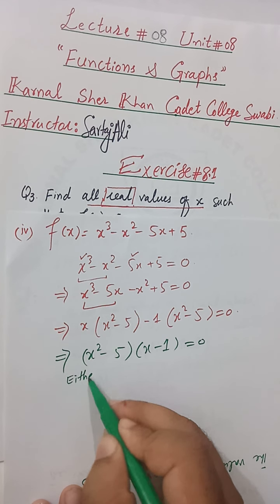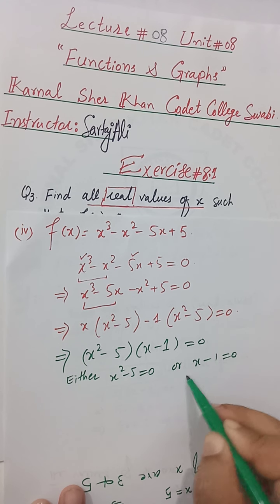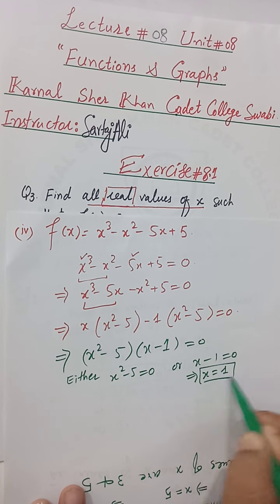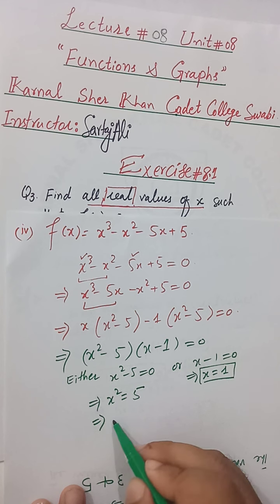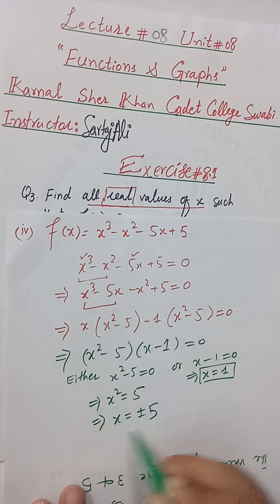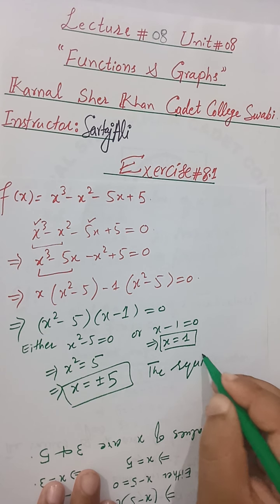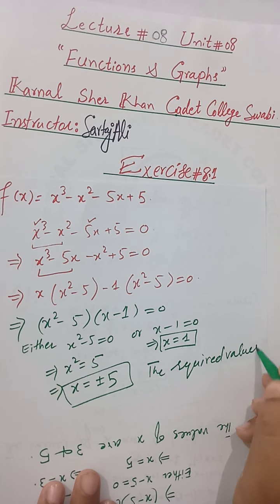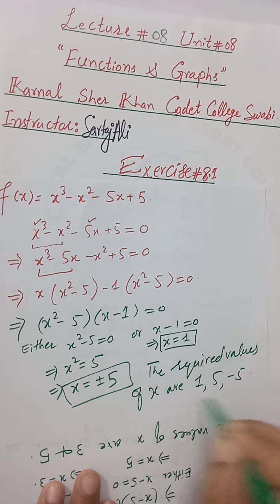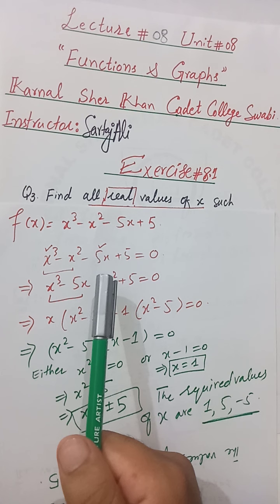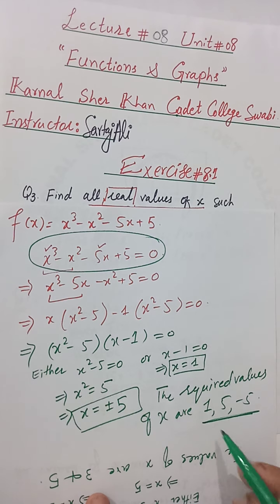So either x square minus 5 equal to 0 or x minus 1 equal to 0. From here you will get x is equal to 1, and when you shift this 5 to the right, it becomes plus 5, taking square root on both sides, so x is equal to plus minus root 5. So the required values of x are 1, plus root 5 and minus root 5. So 3 values, because when you equate the given function to 0, you get a cubic equation. That's why you will get 3 values.